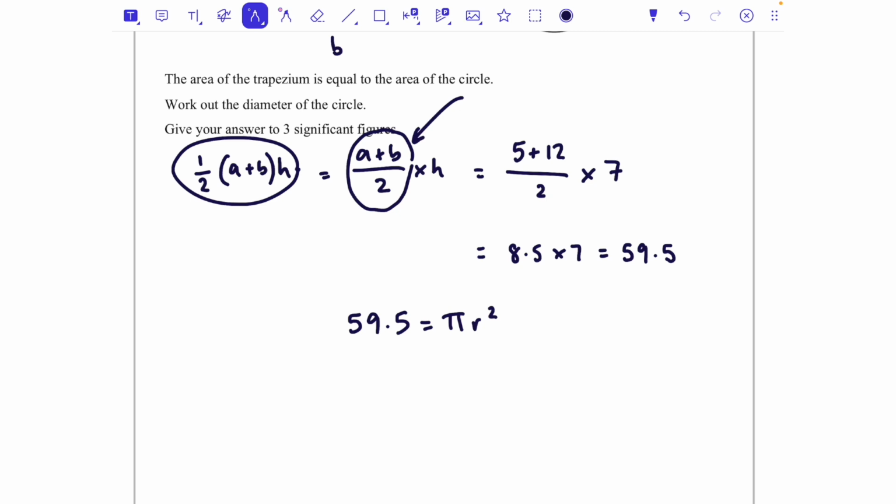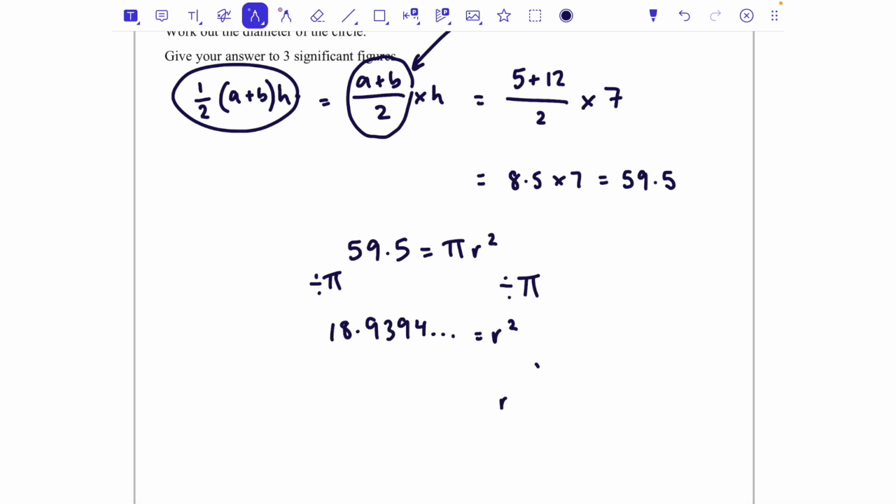Now let's solve this. Let's divide both sides by pi. So 59.5 divided by pi gives us 18.9394 and so on, and that has to be our radius squared. So if we want to know what the radius is, we're going to square root that value. So again, I've not cleared it from my calculator. I'm doing the square root of that answer, and that is 4.35194. Again, I'm not going to clear it.